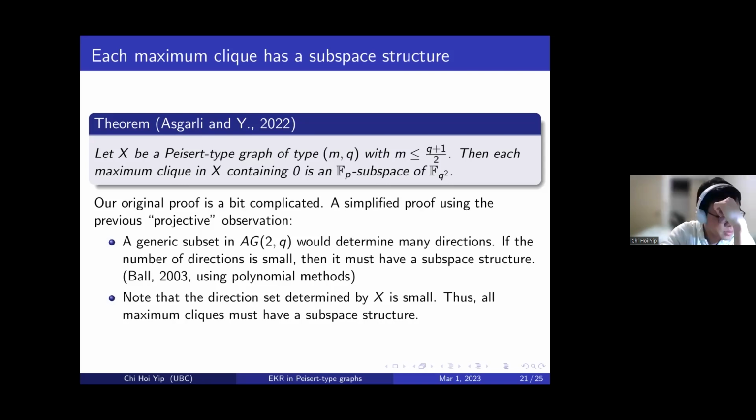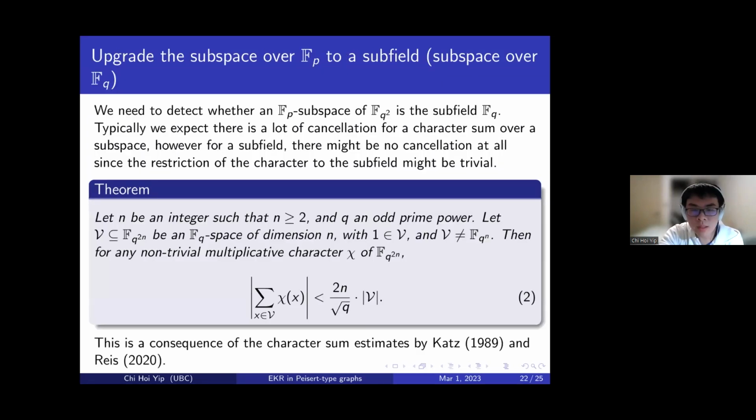Once we have this subspace structure, we can use a lot of tools, say from number theory, algebraic graph theory, and also algebraic geometry. First, to upgrade the subspace structure to a subfield structure, we can try to use character sum estimates to detect whether a subspace is given by a subfield. And this is guaranteed by the following result.